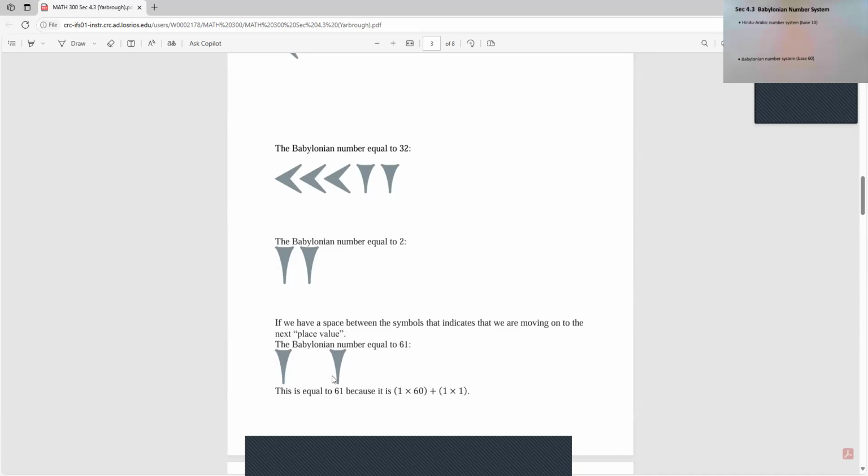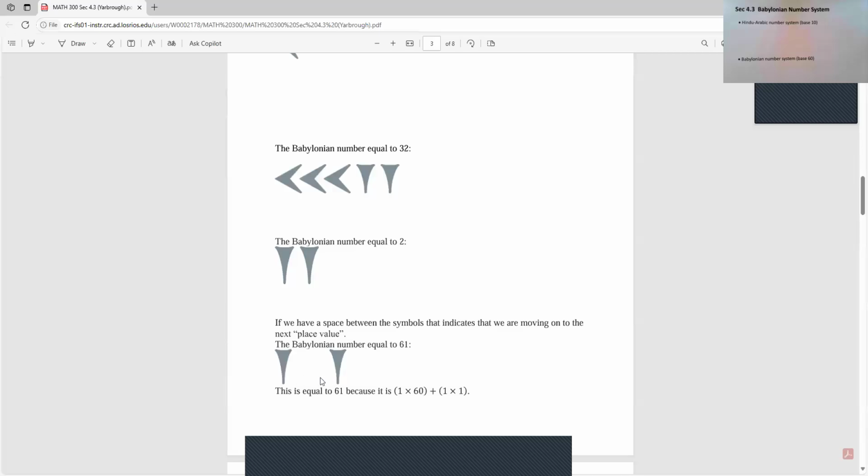Because when we have the space in between, it means we move from the ones place to the next place value over, which is the 60s place, as far as the Babylonians are concerned. Remember, when we move to the next place value over after the ones place, moving to the left, we call that the tens place. But the Babylonians called that the 60s place.